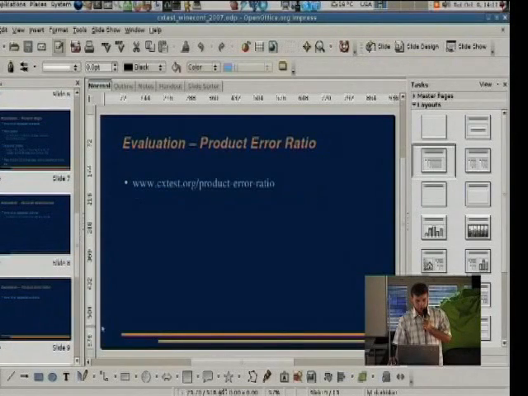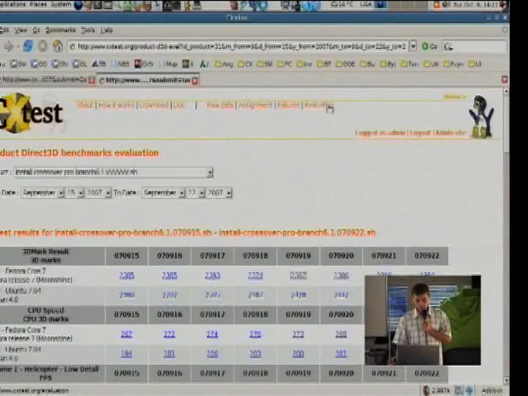Okay, then we have the overall product error ratio, what we call ratio.